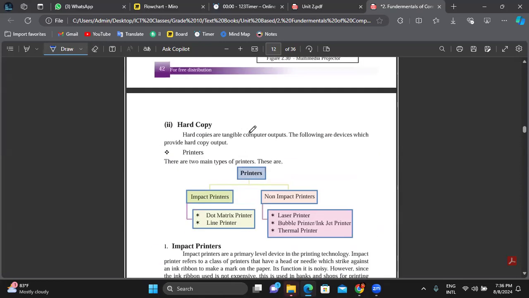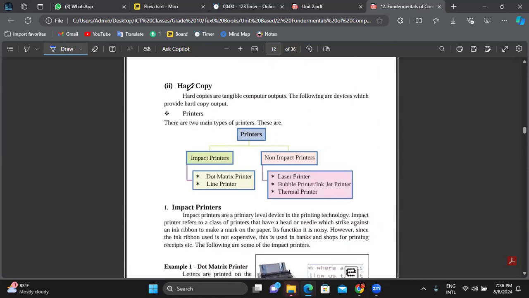So we have finished our subtopic, hard copy and soft copy. Now we are going under hard copy. I said soft copy means intangible, that means everything comes on a screen. Hard copy means tangible. You can't touch and feel soft copy, but hard copy can be touched and felt.